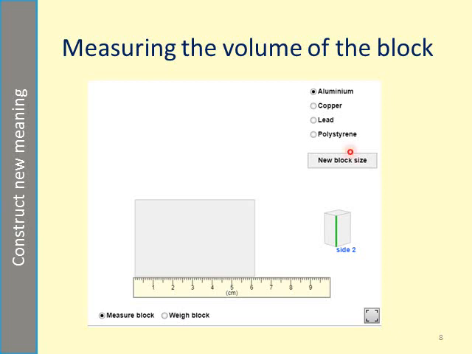You've got 2 options. You can change the size of the block or the material the block is made out of. I would keep the block size the same, and I would change the materials, so copper, lead, polystyrene. So they're the different variables that are going to go into your results table, what the block is made out of.